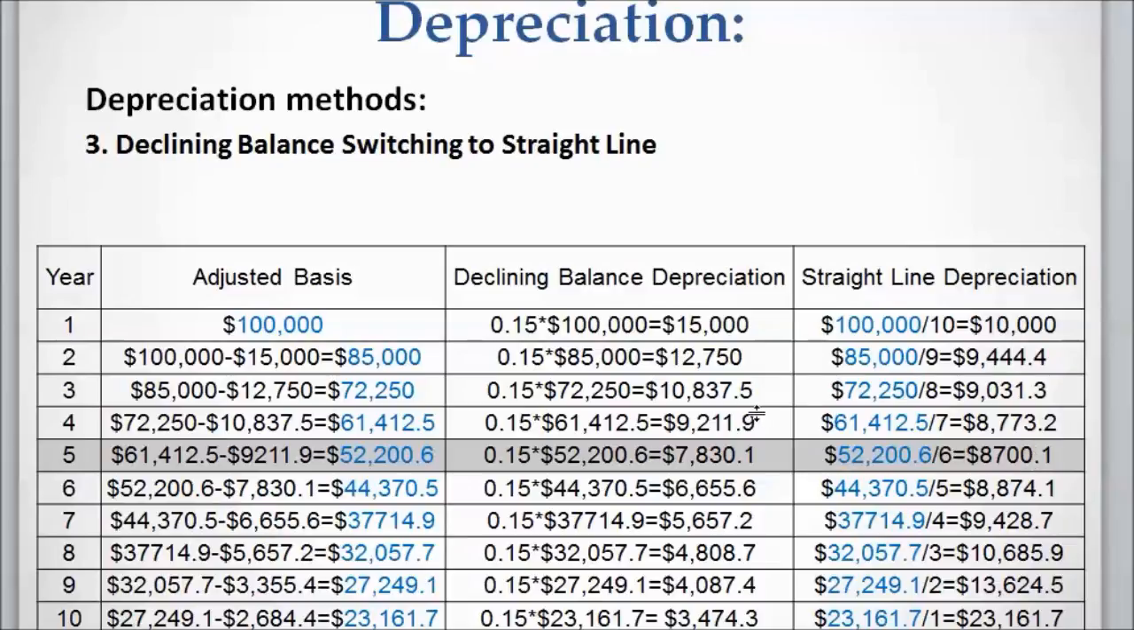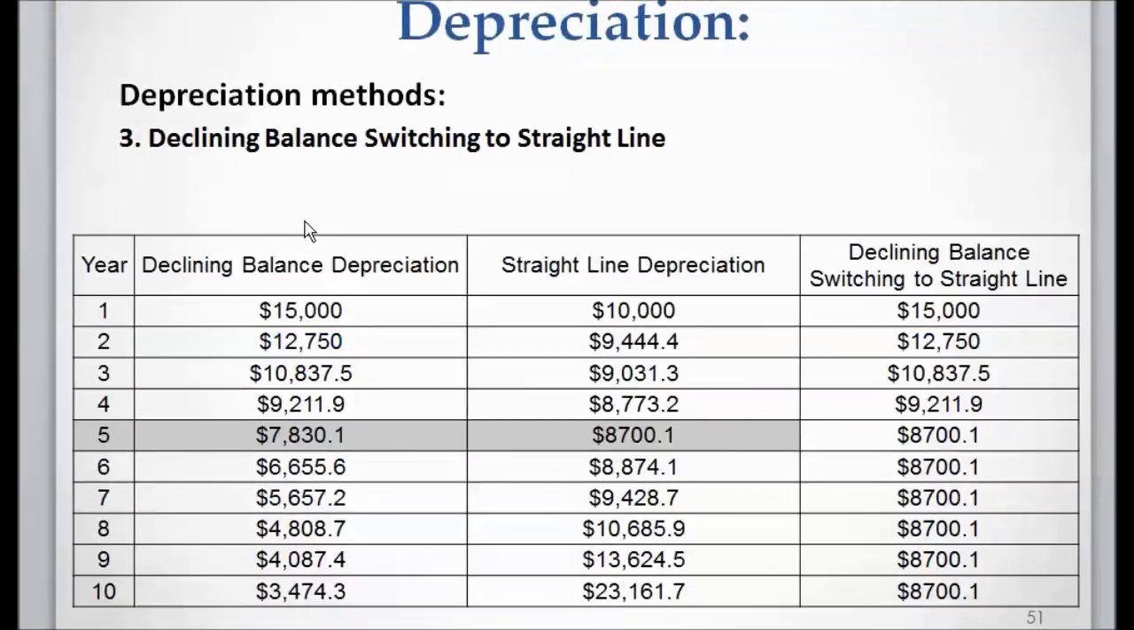So the depreciation is going to be 15,000, 12,750, 10,838, 9,212, and for the 5th year we are going to have 8,700, and so on. In the first and second column, I wrote the declining balance depreciation and straight line depreciation.